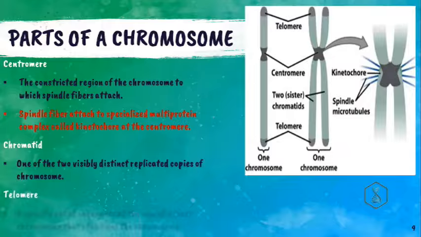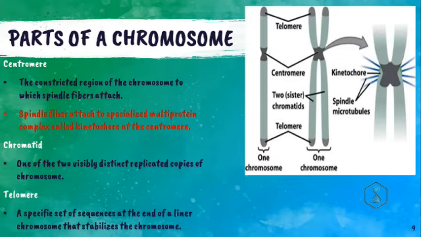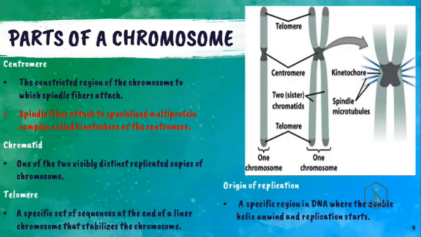Telomeres are a specific set of sequences at the end of a linear chromosome that stabilizes the chromosome. Origin of replication, these are a specific region in DNA where the double helix unwinds and replication starts.